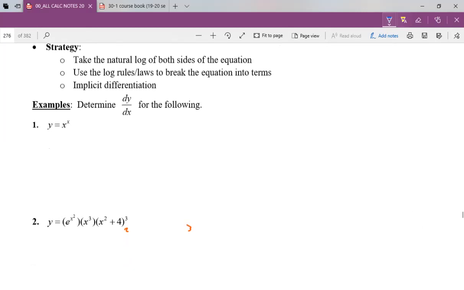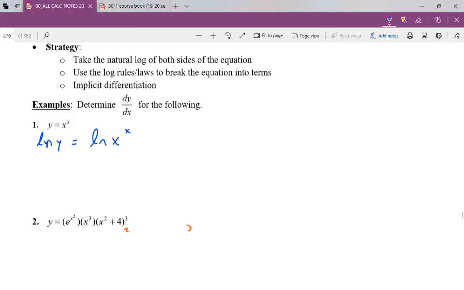So in this case, we have y is equal to x to the x. We don't really quite know what x to the x is going to look like. And so we end up taking the natural logarithm of both sides. So ln y is equal to ln of x to the x.